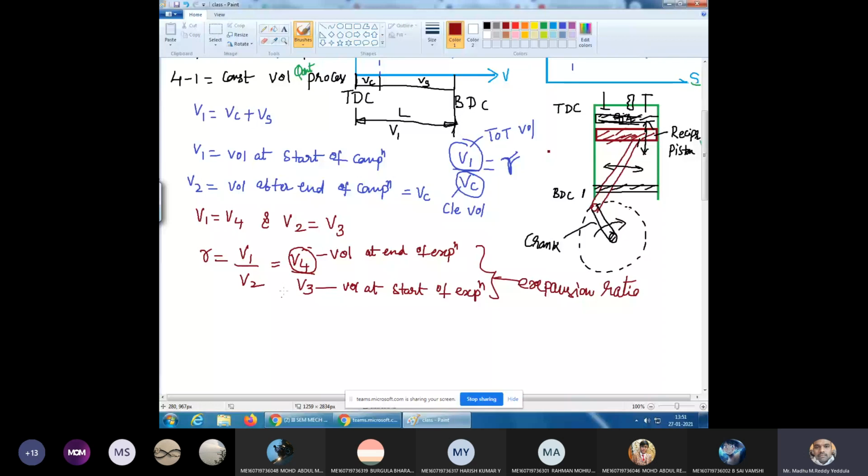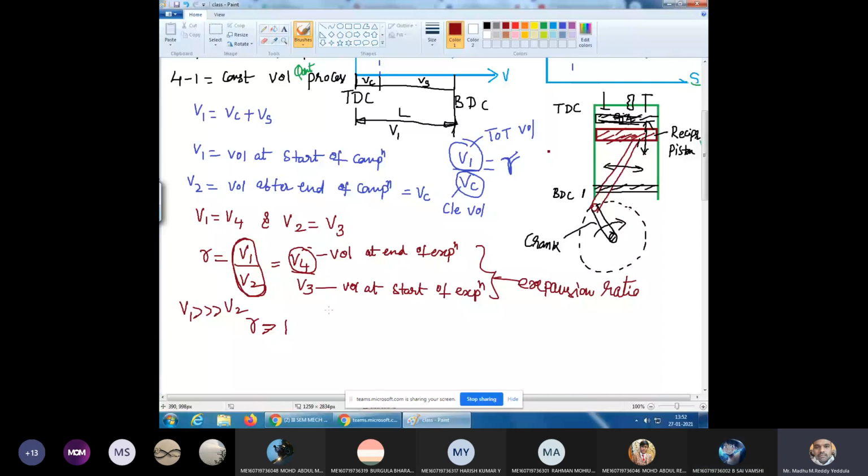So R in terms of compression ratio is equal to volume before compression by volume after compression. Is this ratio greater than 1 or less than 1? Which is more, V1 or V2? Please answer. V1 is greater always. Volume at the start of compression is much greater than V2. Therefore, compression ratio is always greater than 1. Similarly, for expansion ratio.